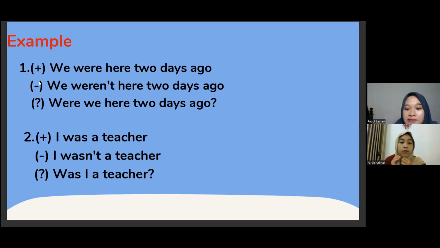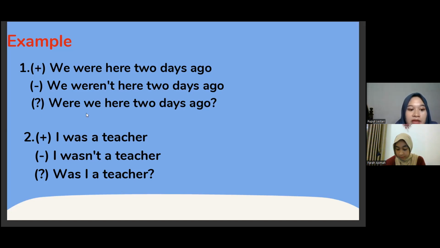And then the negative sentence: we were not here 2 days ago. And then we are the subject. We were not. We must use not because it is a negative sentence. Nothing changed. Its position is a negative. And then interrogative sentence, the to be is moved to the front. Were is moved to the front, and then subject is we, here 2 days ago is complement. And don't forget to use a question mark.